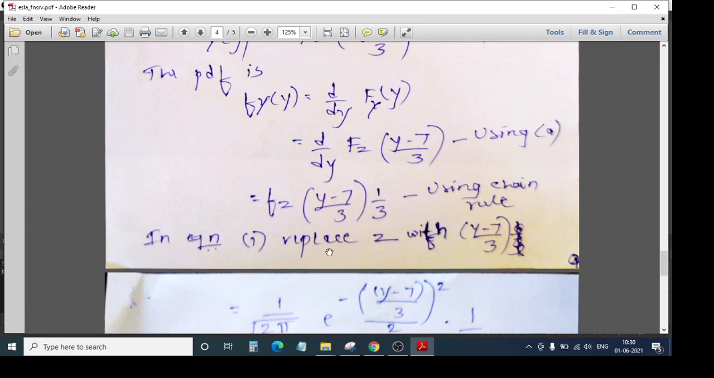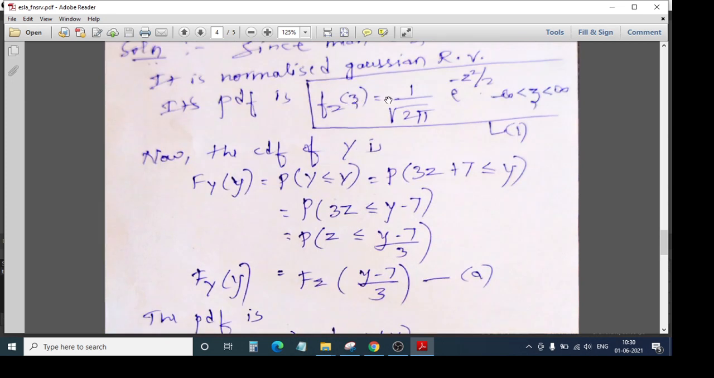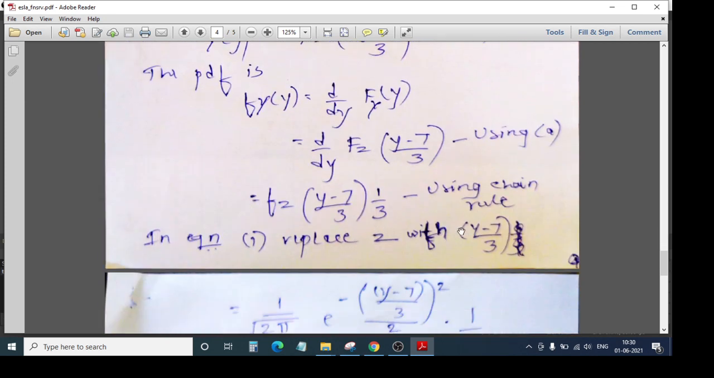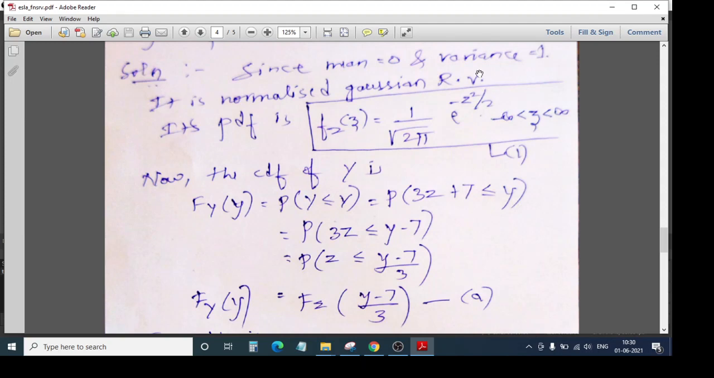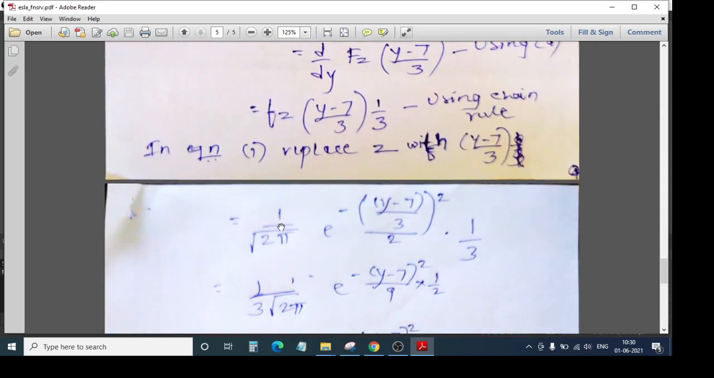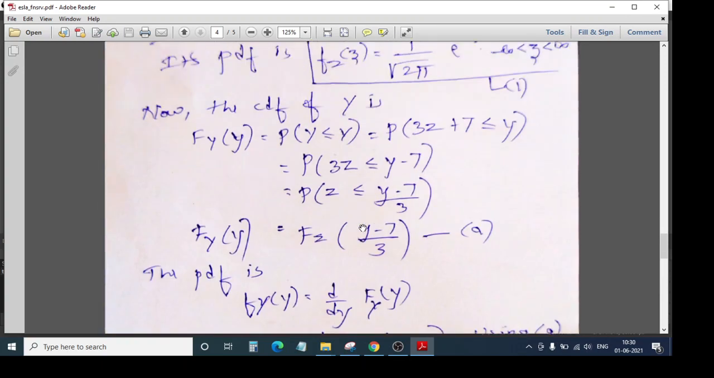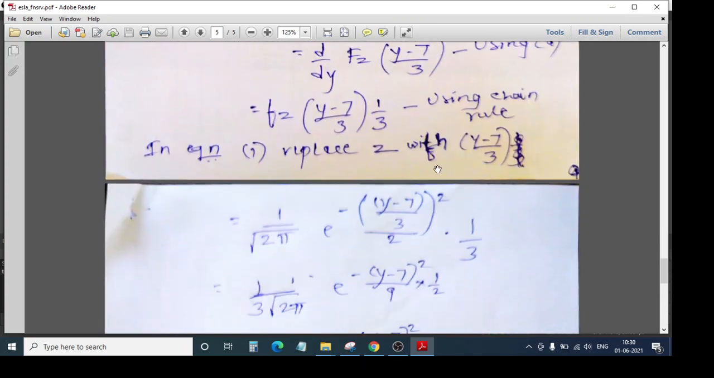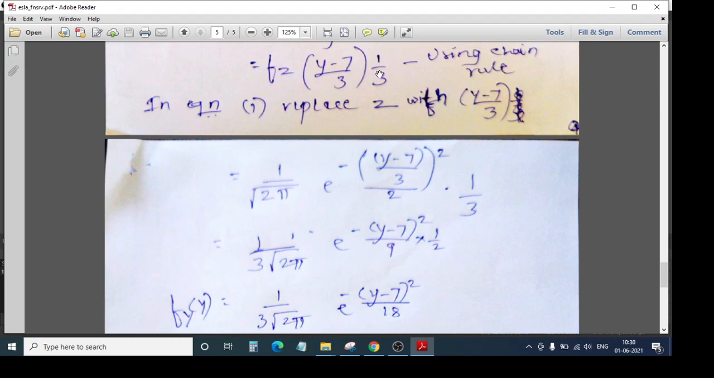Now in equation 1, please observe, here we have equation 1. In equation 1, replace z with (y minus 7) by 3. This is a very important step. We already know equation 1: wherever we have z, it has to be replaced with (y minus 7) by 3. So 1 divided by square root of 2 pi, e raised to minus z square by 2. Instead of z, we are using (y minus 7) by 3, the whole square, divided by 2. Apart from that, you also have a 1 by 3. See here, it is also multiplied by 1 by 3.